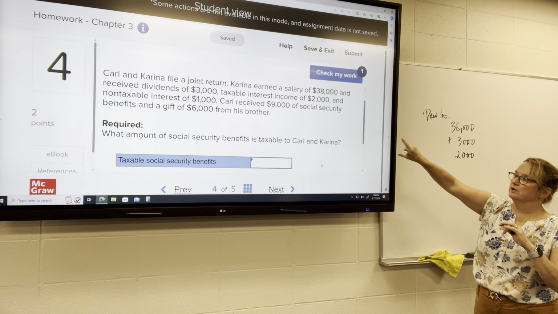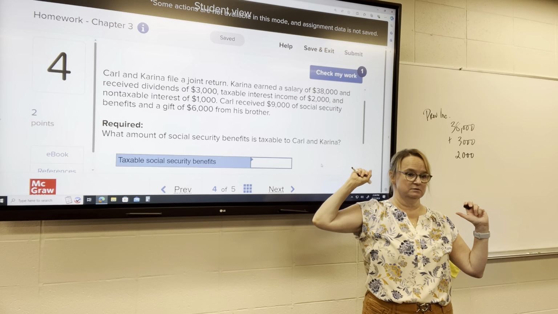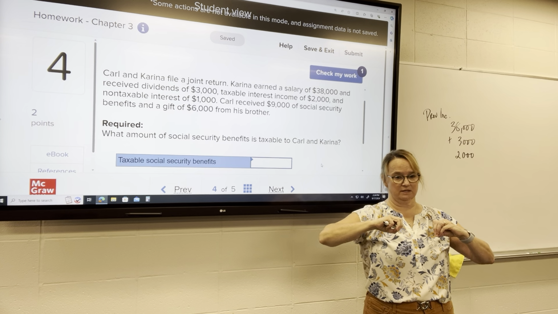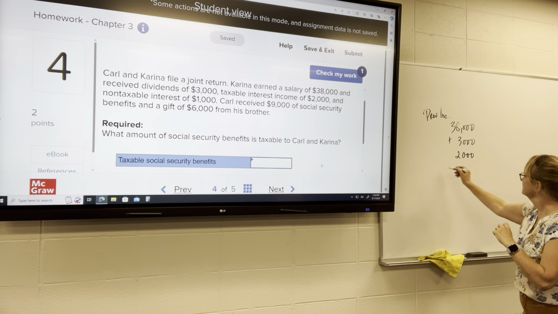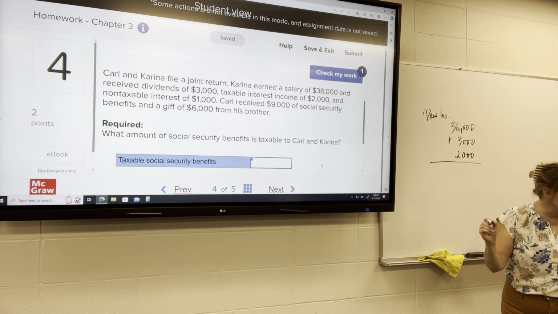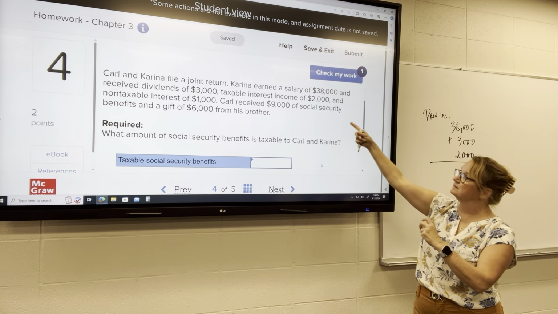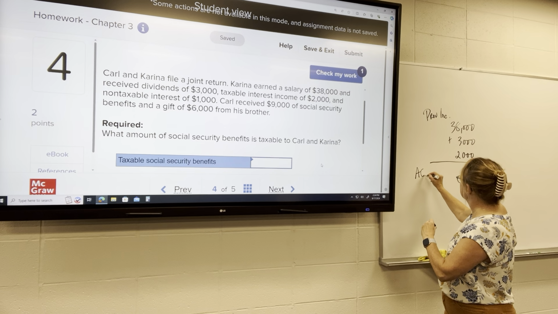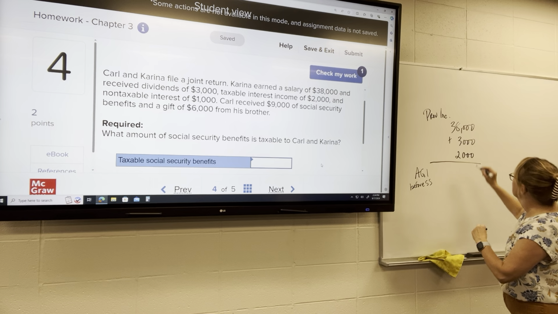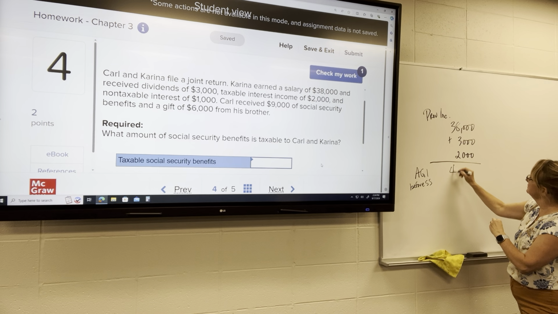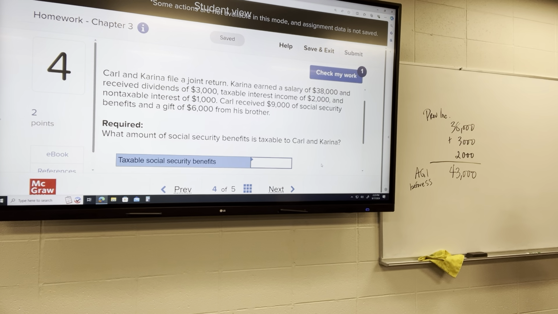We don't want to include our Social Security benefits in this calculation because we would just have to take them out again, right? We are going to have to include 50% of them, but let's do this preliminary calculation first because we're also going to have to add back. So right now we're just looking at our AGI before Social Security. All right, so $43,000 is our AGI before Social Security.